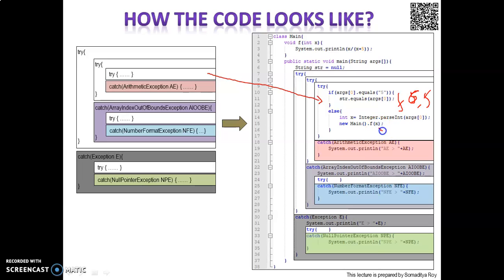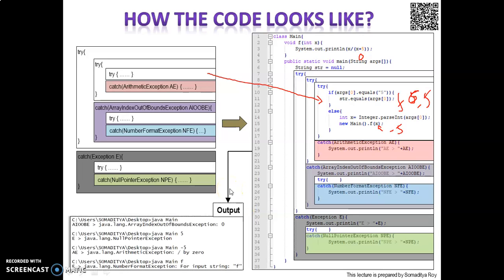But if we send minus 5, then at this point no exception has occurred, so x will get minus 5, and finally it becomes 0 at this point, and again there is a chance of exception, and that is arithmetic exception at that point. And if we don't pass any value, it will generate an array index out of bounds exception. So this is the overall code. Let's now look at the output and try to understand that code.